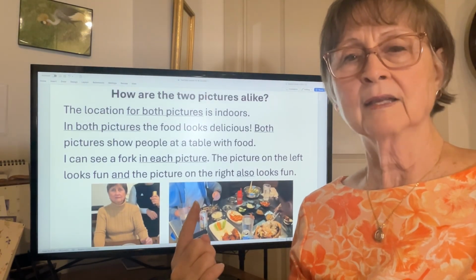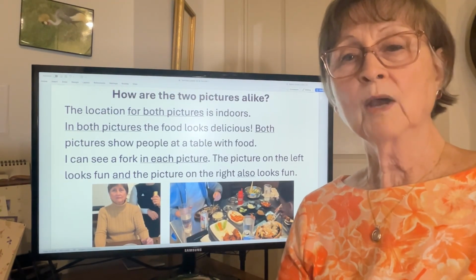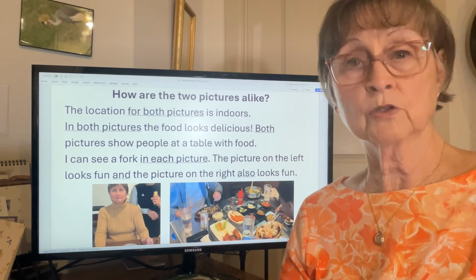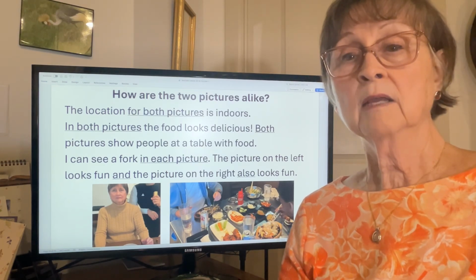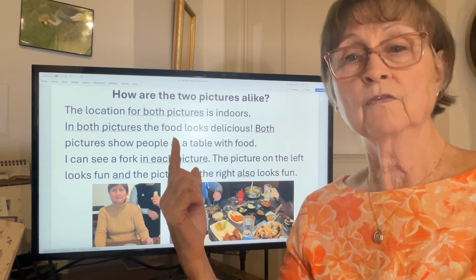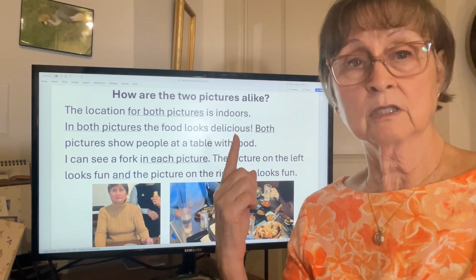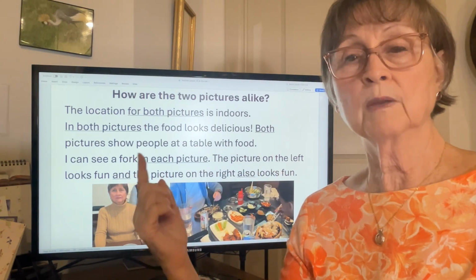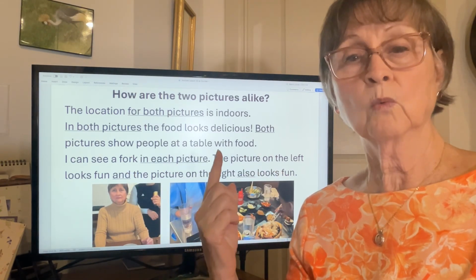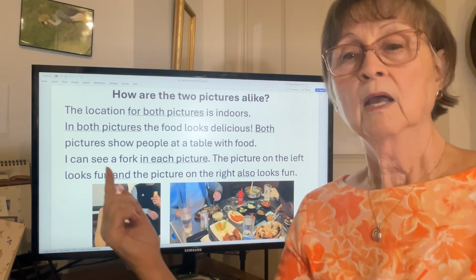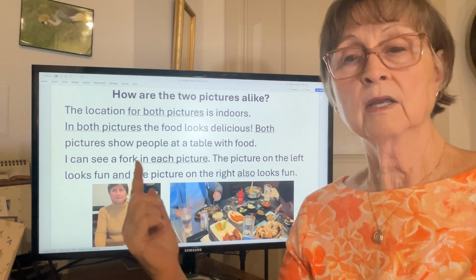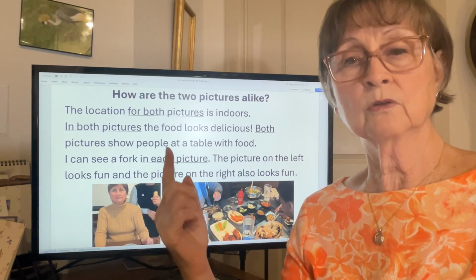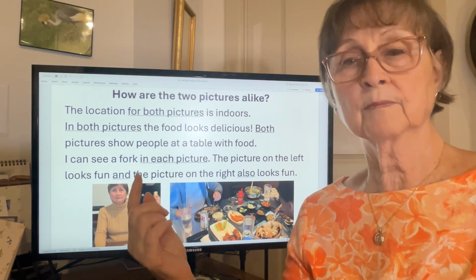How are they alike? The location for both pictures is indoors. In both pictures, the food looks delicious. Both pictures show people at a table with food. I can see a fork in each picture. This time I used "each" to include both of them.